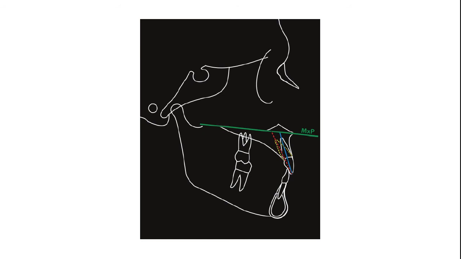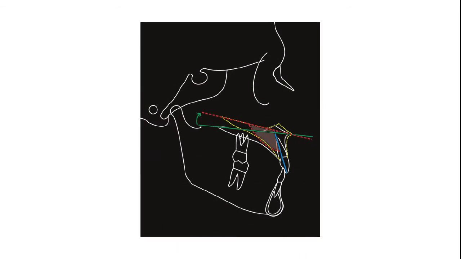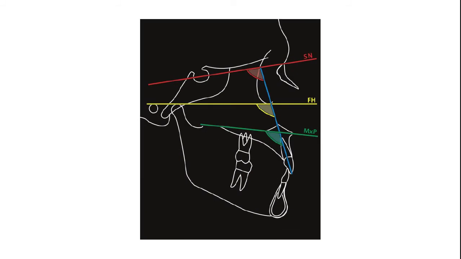Second, crown root angle. If there is an unusually acute maxillary incisor crown root angle, this may lead to an incorrect evaluation of the maxillary incisor inclination. The third is the inclination of the maxillary plane. The inclination of the maxillary plane, sagittal rotation around the transverse axis, will affect the maxillary incisor to maxillary plane inclination. For example, if the posterior nasal spine is canted upward posteriorly, the value of maxillary incisor to maxillary plane inclination will be increased.